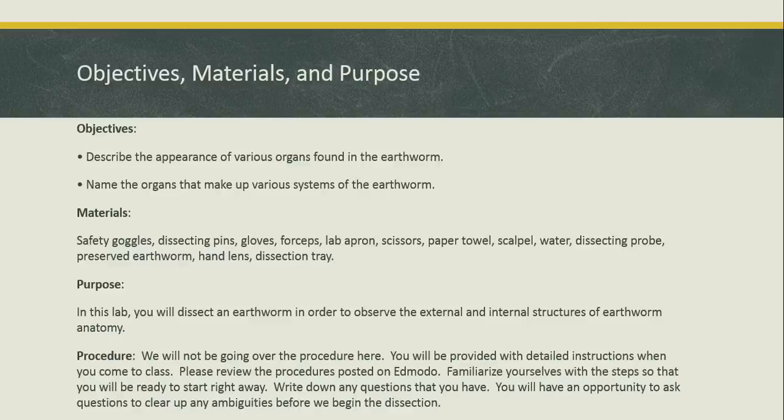Objectives. Describe the appearance of various organs found in the earthworm. Name the organs that make up various systems of the earthworm. Materials: safety goggles, dissecting pins, gloves, forceps, lab apron, scissors, paper towel, scalpel, water, dissecting probe, preserved earthworm, hand lens, and dissection tray. Purpose: in this lab, you will dissect an earthworm in order to observe the external and internal structures of earthworm anatomy. Procedure.